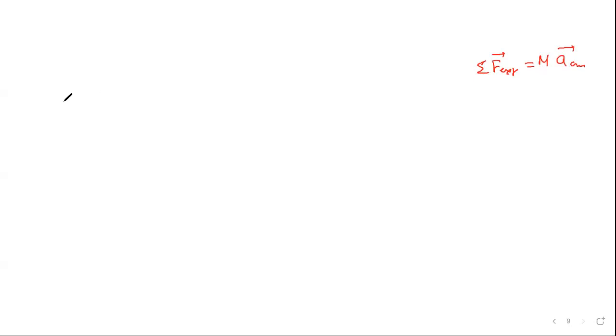For that, we will find first the x component of external force, then the y component of external force, then we will find the magnitude and the direction of external force, then we can find the acceleration of the center of mass. So first I find F external x, that's the x component of the external force, which is F1x plus F2x plus F3x.